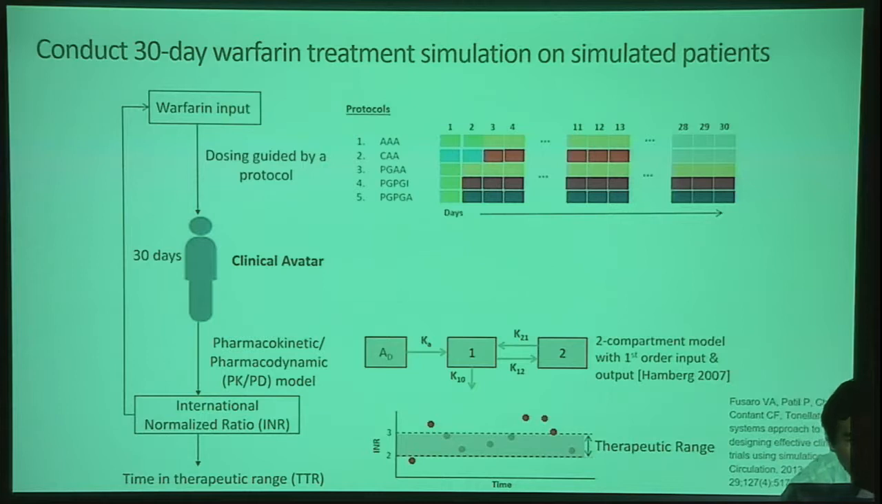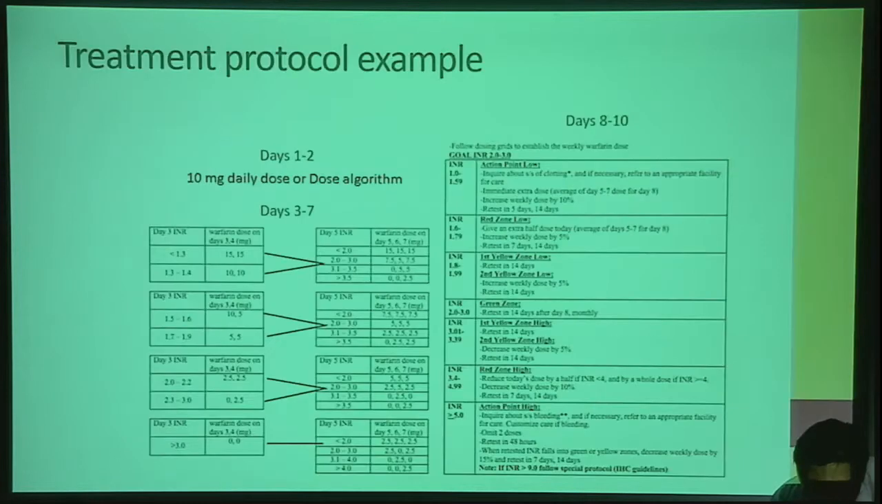Okay, so once we have a lot of INRs, we produce another value called time in therapeutic range. In this example, here we have 10 INRs, and the time in therapeutic range is the proportion of INRs in this range. And also, this is what the protocol looks like.